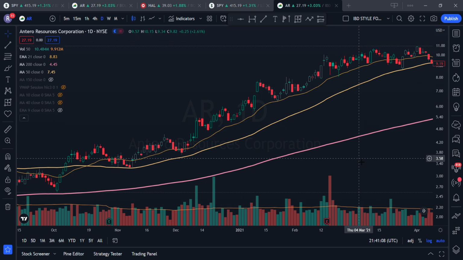But up to that point, you just don't want to jump out of the stock as long as the price is still moving up, and the stock is still able to make new highs.